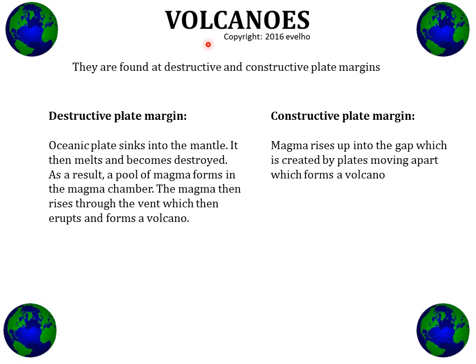So now, volcanoes. They're found at destructive and constructive plate margins. At the destructive plate margin, the oceanic plate sinks into the mantle by subduction. It then melts and becomes destroyed. As a result, a pool of magma forms in the magma chamber. Then the magma rises through the vent, which then erupts and forms a volcano. At the constructive plate margin, magma rises up into the gap created by plates moving apart, which forms a volcano.